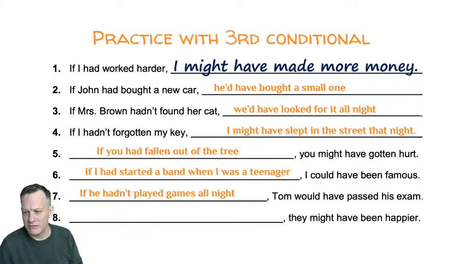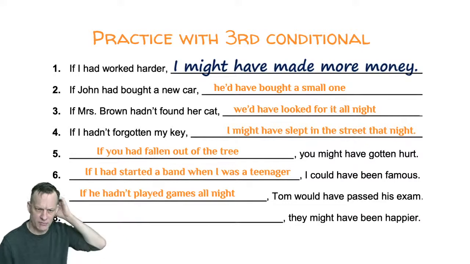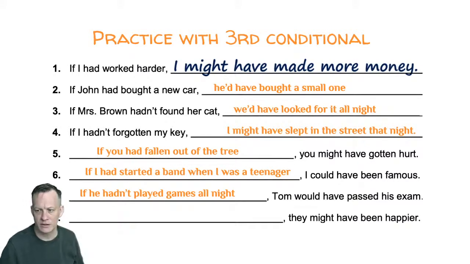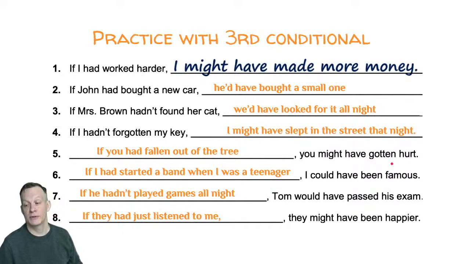Number 8, if he hadn't been so... Okay, if Tom hadn't been at the party yesterday, Tom would have passed his exam. Yes, good, Enrique, at the party. If they had lived here with us, they might have been happier. Okay, sure, great. If they had lived here with us, instead of wherever they were living that was worse than living here. If they had gone to the party last night, they might have been happier. Yeah, good, Marta. If they had just listened to me, they might have been happier.